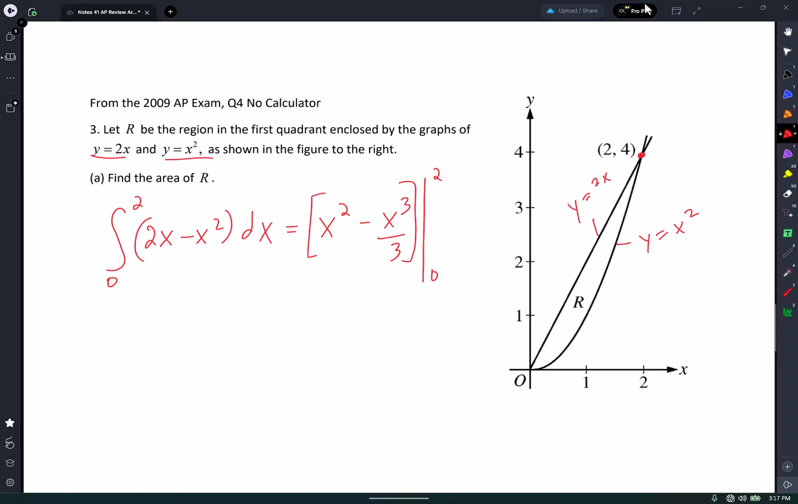All right. Upper minus lower. The 0 is not going to matter in this case. But be careful, because in the next one, I bet you they caught a lot of people. All right. Plug in a 2. 2 squared minus 2 to the third power over 3. And I guess I should have written 4 here.